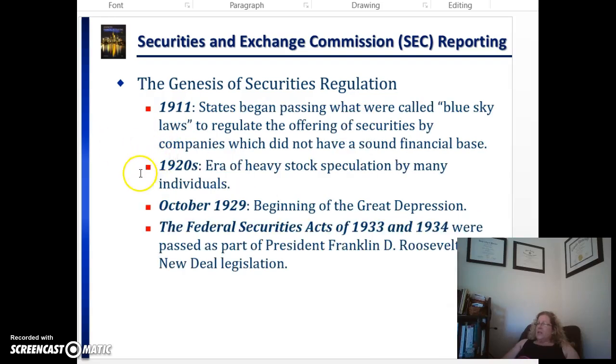Then in 1911, states began passing what we call blue sky laws, and these were to regulate the offerings of securities by companies that didn't have any sound financial base. In the 1920s, the era of heavy stock speculation by many individuals was upon us. You've heard of the Roaring '20s. Then October 1929 was the beginning of the Great Depression. As a result, the Federal Securities Acts of 1933 and 1934 were passed as part of President Franklin D. Roosevelt's New Deal legislation.